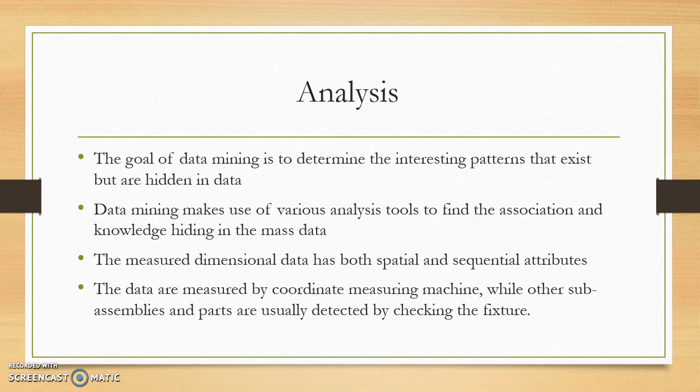Okay, coming to the analysis part. In this, what type of analysis are we using? The goal of data mining is to determine the interesting patterns that exist but are hidden in data. We already know that data mining makes use of various analysis tools to find the association and knowledge hiding in the mass data. The measured dimensional data has both spatial and sequential attributes. The data are measured by coordinate measuring machine, while other subassemblies and parts are usually detected by checking the fixture. As we have seen, the data has to be measured in spatial and sequential attributes.